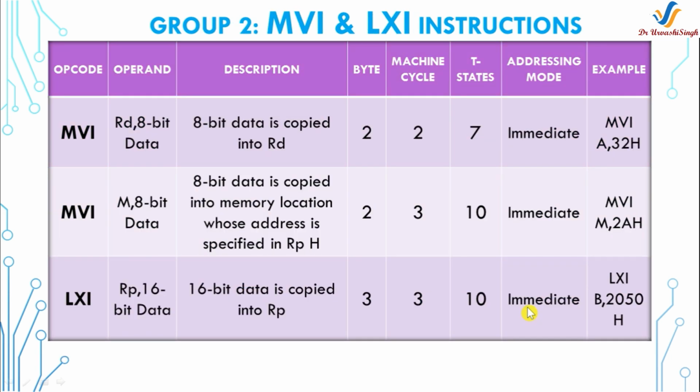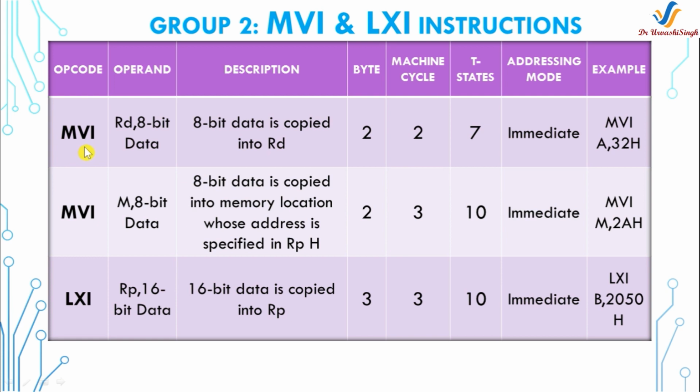Next are the MVI and LXI instructions. These instructions use the immediate addressing technique, which means the operand is directly mentioned in the instruction. The difference between the MVI and LXI instructions is that MVI deals with 8-bit data and LXI deals with 16-bit data. Now let's see the first instruction.